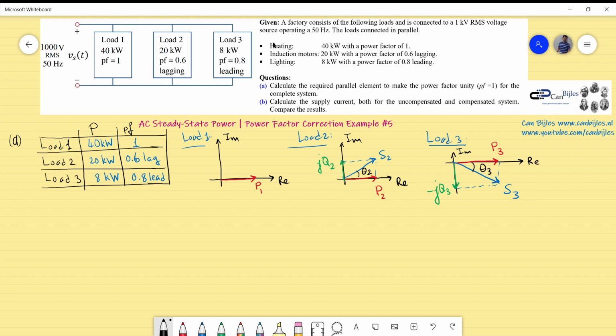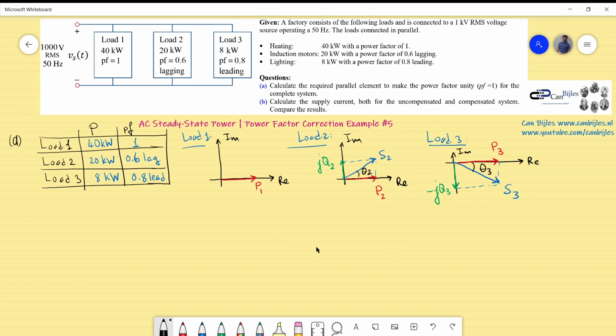Do I know that I require here a capacitor or an inductor? At this stage, I cannot assume it is a capacitor for sure or an inductor for sure. I don't know that yet, but I can already say it might be a capacitor because this part is larger than this part. That is what I sense, but I'm not sure about that. So let's continue with the calculations.